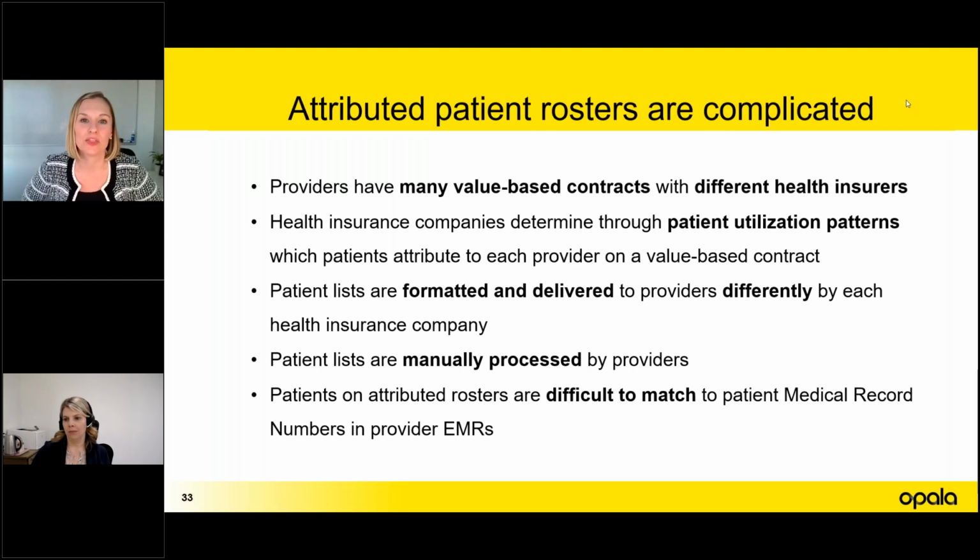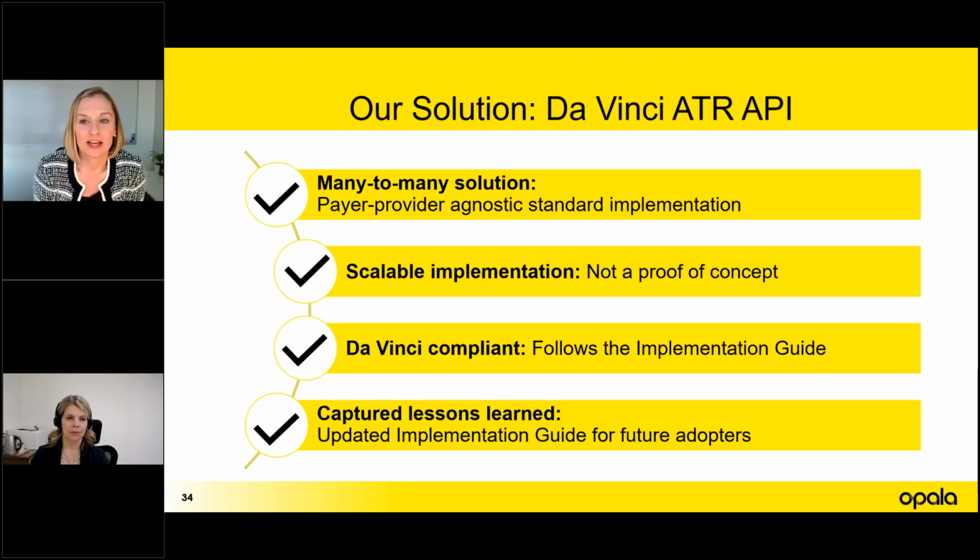So, this is such an important thing to solve, to make it so much more efficient for providers to have a way to know which patients are attributed to them under a value-based contract and standardize that delivery and format across all their contracts and all of their payers. So if we go to the next slide, that's what we did with the Da Vinci ATR attribution API implementation. Essentially, we put in place an automated solution that follows this industry standard. It follows the Da Vinci implementation guide.